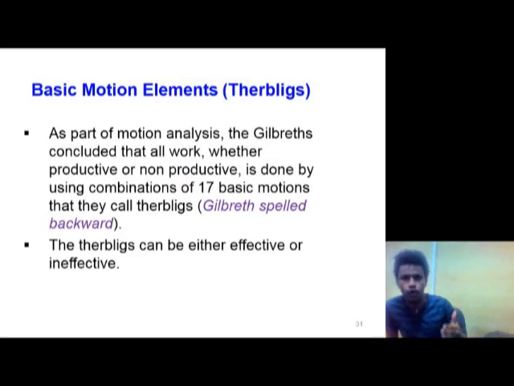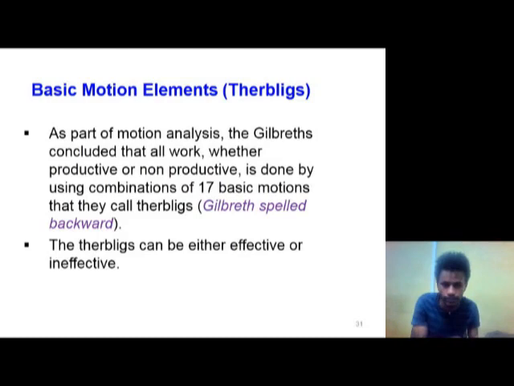So as a part of the motion analysis, the Gilbreths concluded that all work, whether productive or non-productive, is done by using 17 basic motions. They call them therbligs, which is Gilbreth spelled backward, okay? Hence, the Gilbreths named them therbligs. And these therbligs can be effective or non-effective.